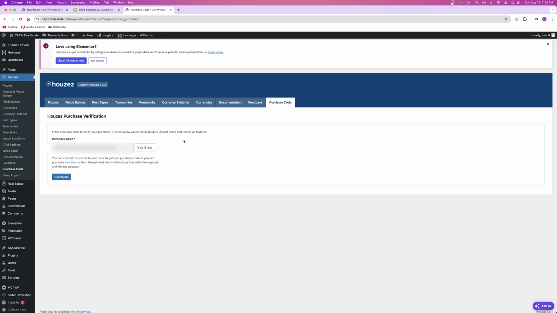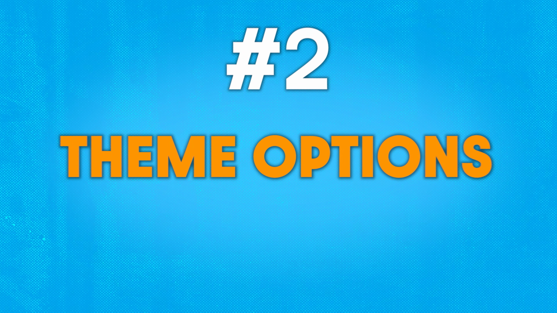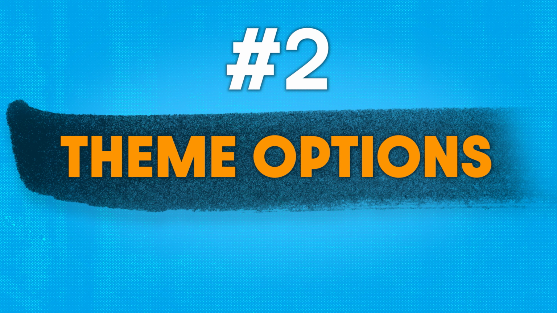And so that is all of the options underneath the Houzez options. So we can just go back to the WordPress dashboard. All right. Now with all of the Houzez options out of the way, let's go ahead and move on to the second one, which is the theme options.